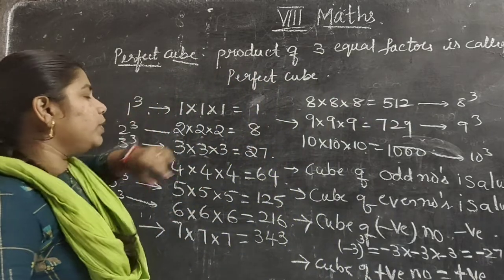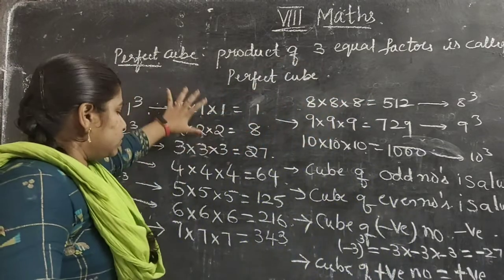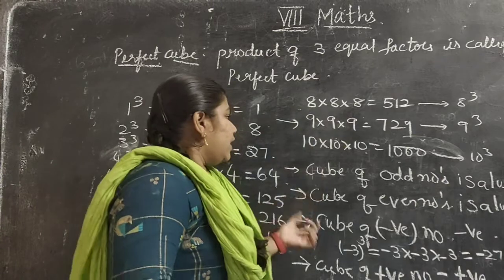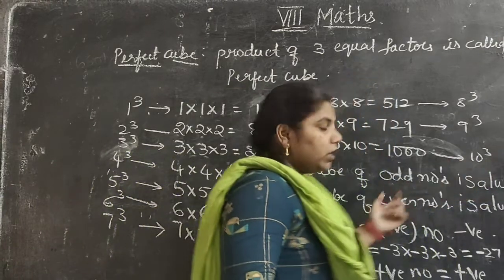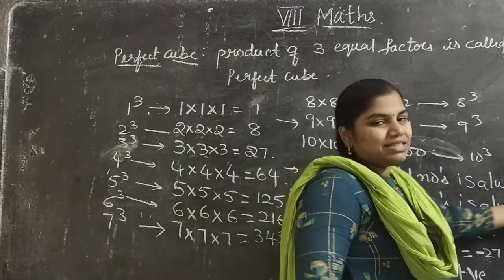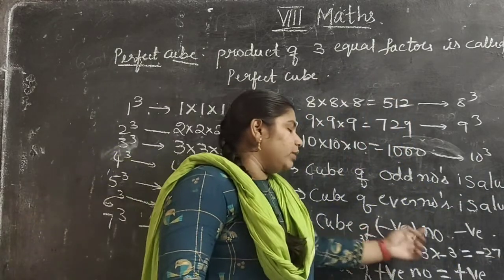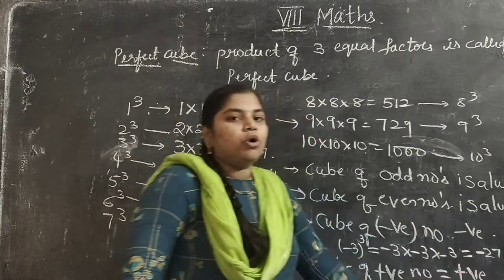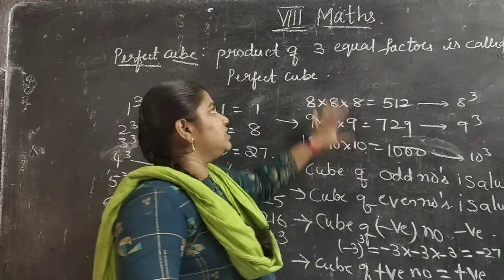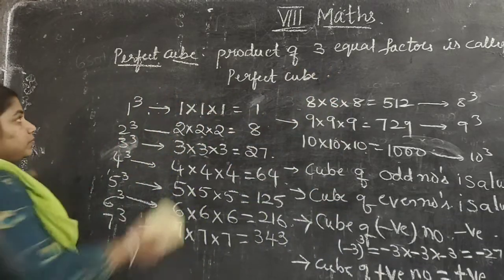What is a perfect cube? Product of three equal factors is called a perfect cube. So these are all perfect cubes. And what are the properties here? Cube of an odd number is always odd. Cube of an even number is always even. And the next property is cube of a negative number is always negative. And cube of a positive number is always positive. So these are the properties and this is about perfect cubes. Now on this we will start our exercise.